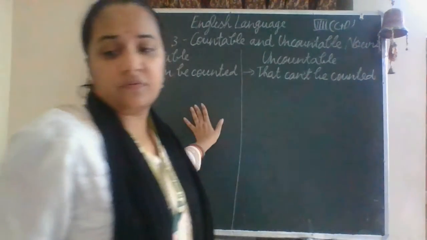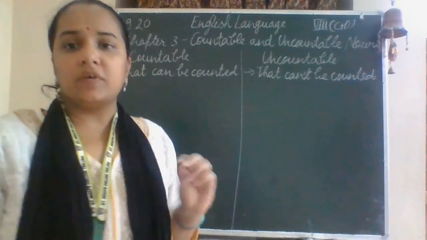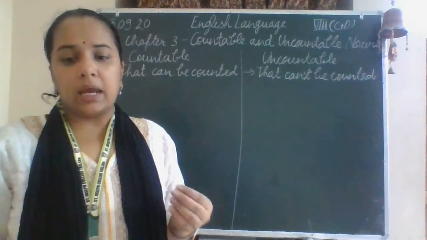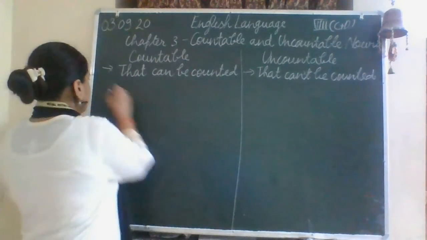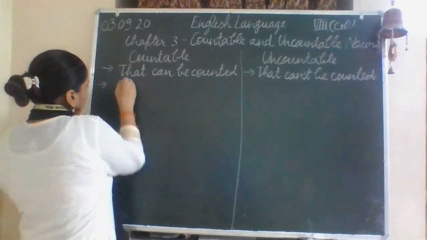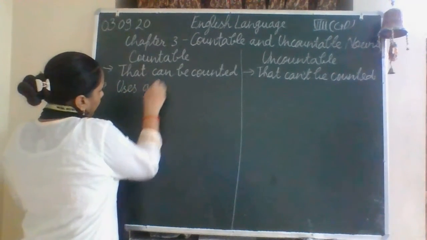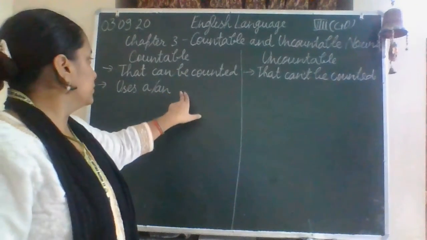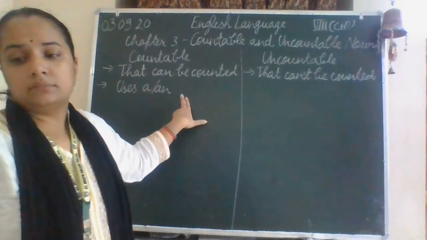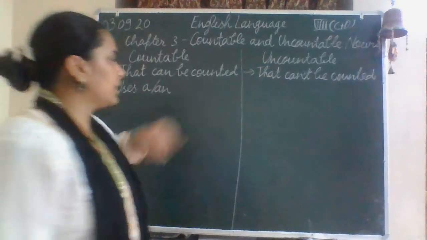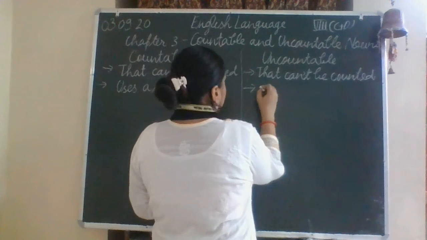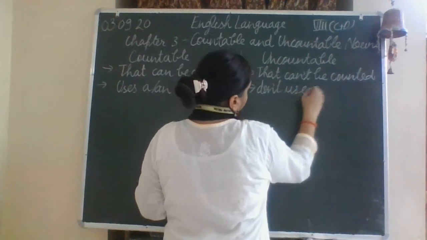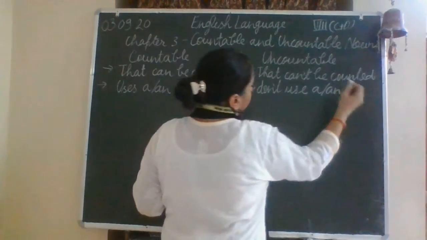The next thing that we are going to discuss is that whenever we are using the countable nouns, we use a or an. Whenever we are talking about the countable nouns, we can use a and an, but normally with the uncountable nouns, we don't use a or an.